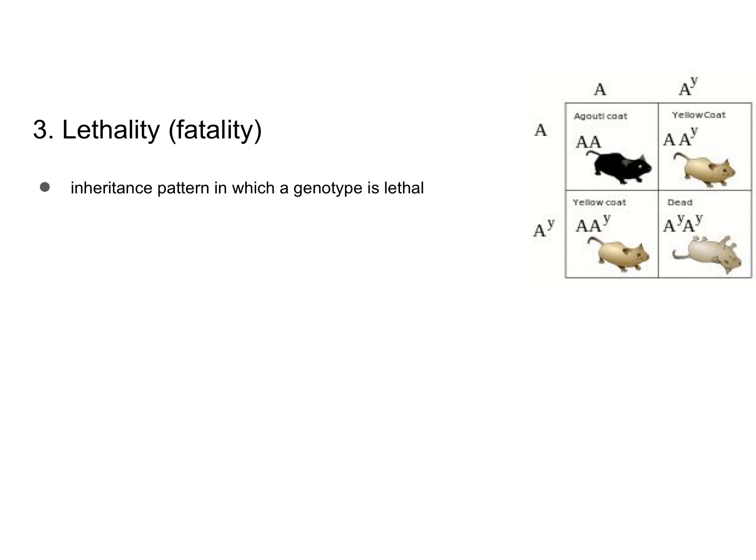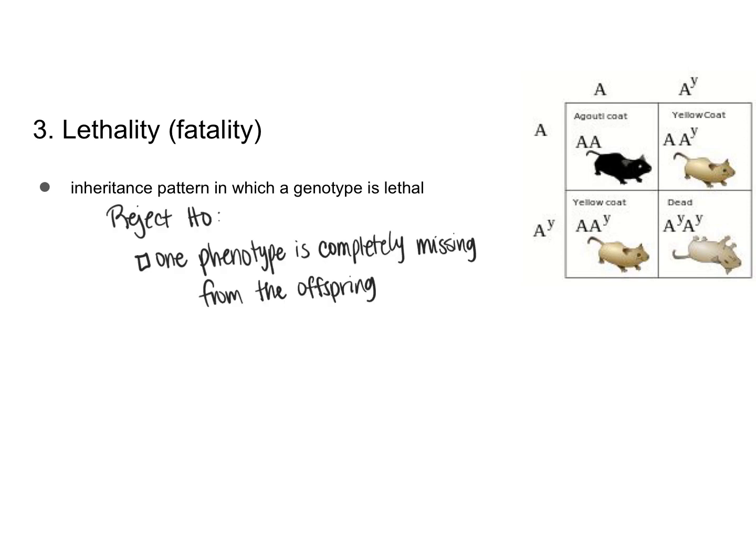So how are you going to know if you reject a null hypothesis due to lethality? You will know it's lethality when one phenotype is completely missing from the offspring. Now, this is not from one individual test. This will be after many offspring produced.